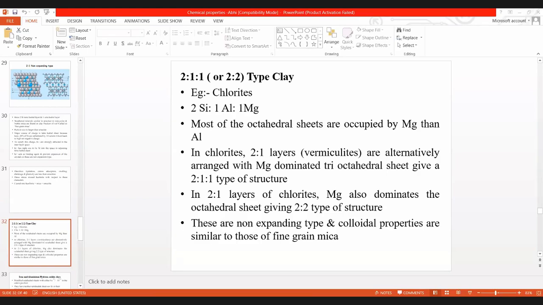Both types, magnesium dominates the octahedral sheet. Two is to one, expanding and non-expanding. Arani? Yes, ma'am.